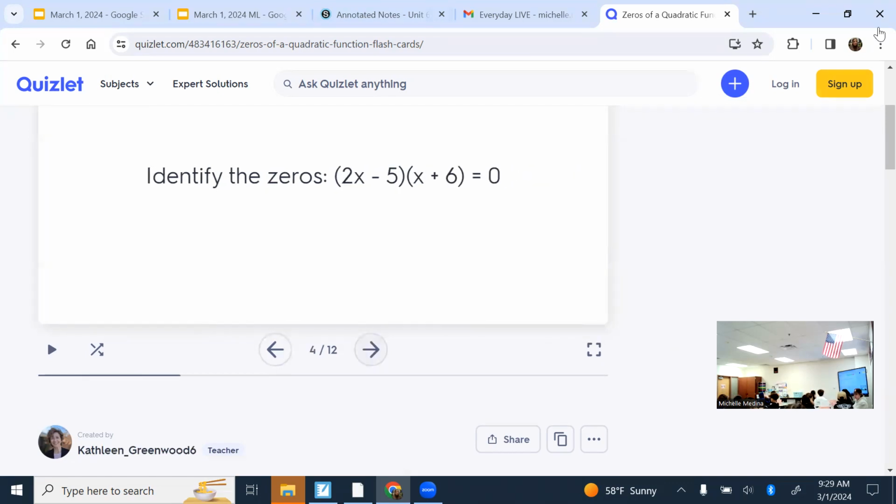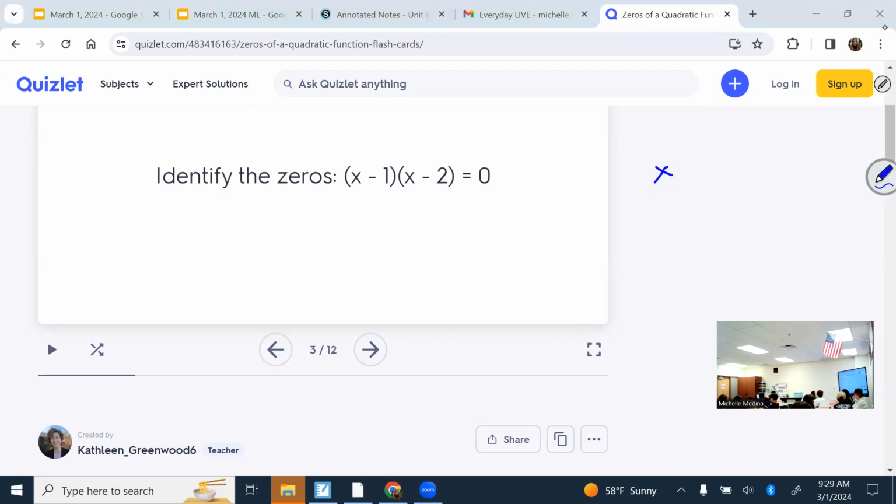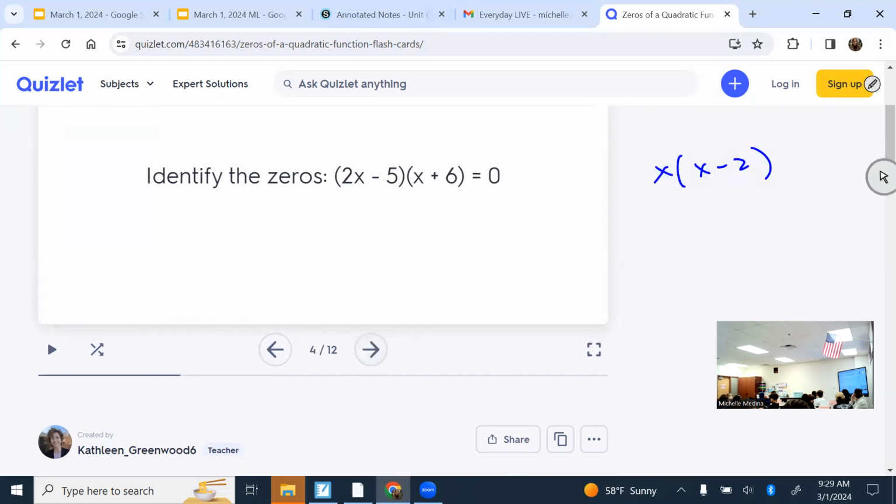Okay, here's another one. In yesterday's lesson, they either looked like this, or they looked like just a single term outside times a binomial. We haven't gotten to where we have a number in front of the x, because then that would change what the 0 is. You just have to be able to identify when it looked like this. It is 5/2 and -6. So we're not at that part yet.